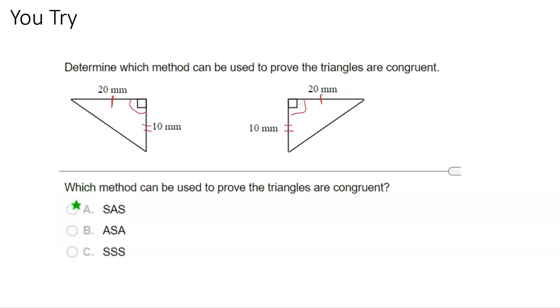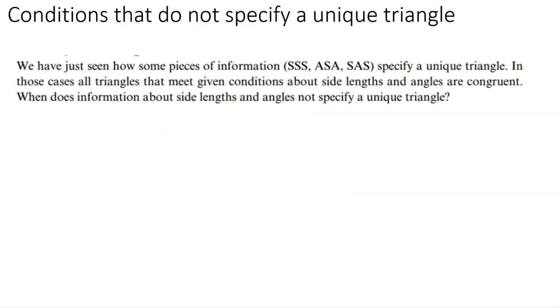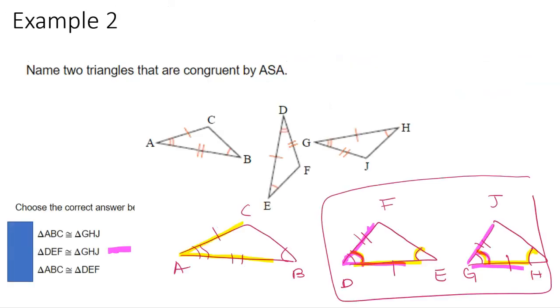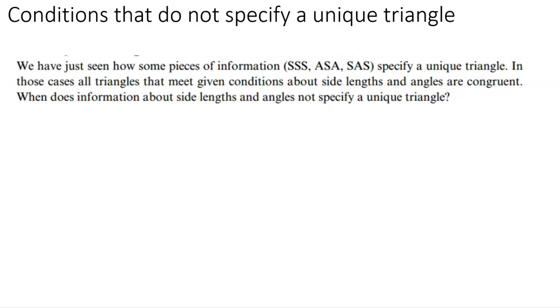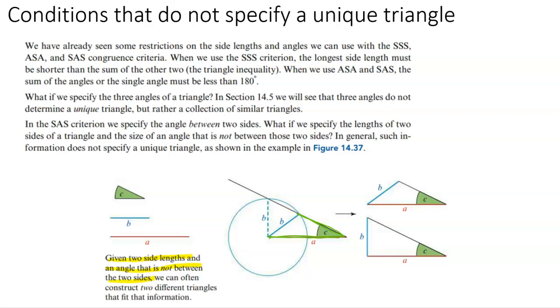There we go. So naming triangles is really important, making sure that they match up and that you use the correct notation. So if you saw back here, congruent symbols, equal with a squiggly over it. Conditions that do, and we saw it actually over here for the first time, conditions that do not specify. So we know that these three mean that they're congruent, but what other criteria is there, right? So we've already seen some restrictions on the side lengths and angles when we use those criteria. When we use side, side, side, the longest side must be shorter than the sum of the other two. When we use ASA and SAS, the sum of the angles or the single angle must be less than 180.